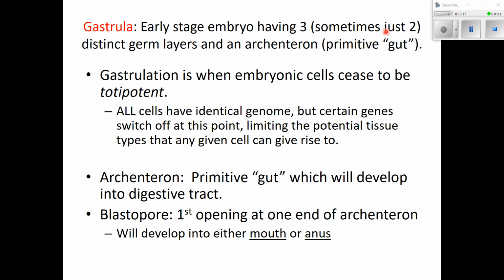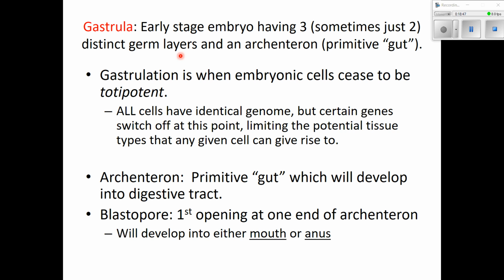In jellyfish, they only have endoderm and ectoderm. They never develop the third germ layer, but we're going to talk about the fact that most animals, anything more sophisticated than a jellyfish, actually develops three distinct layers of cells. These are called germ layers. Any animal that has three germ layers is called a triploblastic animal.